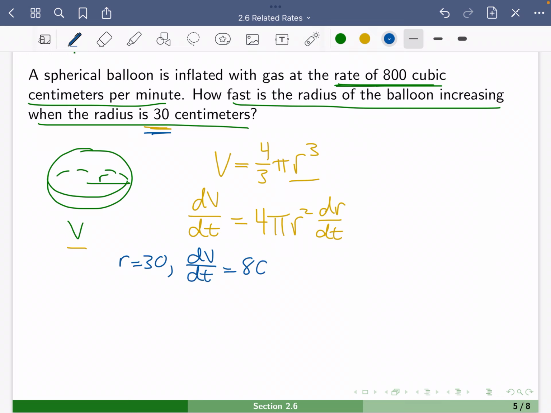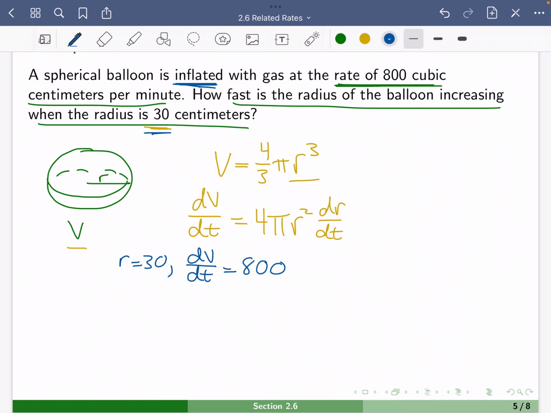is 800. Is that volume increasing or decreasing? So is this positive 800 or negative 800? Well, this is going to be a positive 800 because our balloon is being inflated, so that volume is going up, it's not going down. If they told me it was deflating at a rate of 800 cubic centimeters per minute, then this would have been a negative value instead of positive. But it's inflating, the volume is increasing.